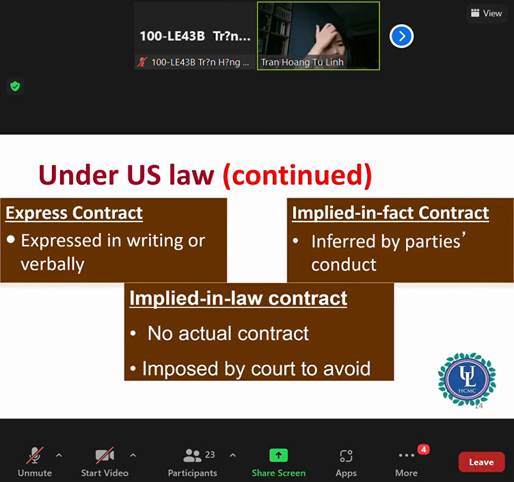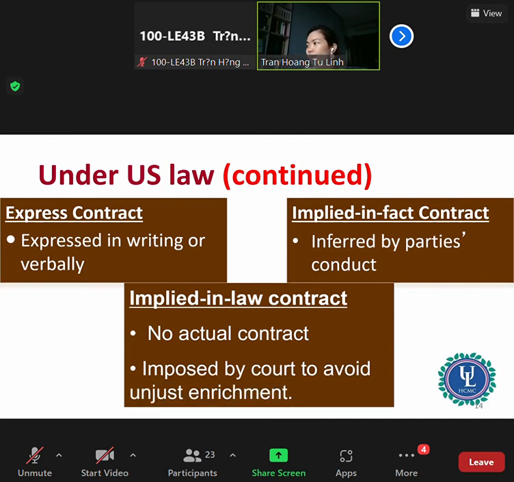All right. So the last one would be implied in law, right? It means there is no actual contract, and it is imposed by the court to avoid any unjust enrichment. So what do we mean by that? It means that there was no contract at all, but an obligation imposed by law to do justice, even though it is clear that no promise was ever made or intended.